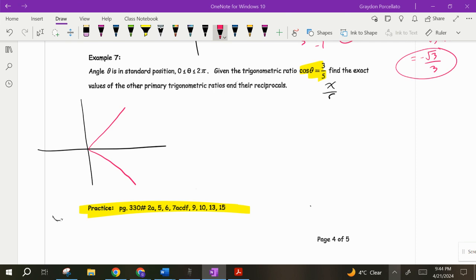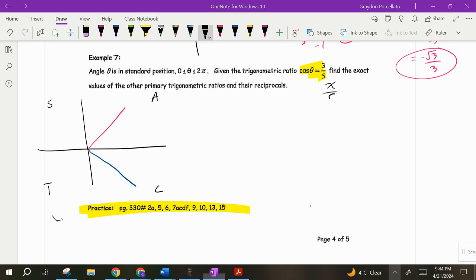So what we're going to do here is we're going to draw out what these angles are. We want the exact values of the other primary trig ratios, so we're going to draw this in. I'm going to do this one in a different color, this one in blue. Now maybe you're wondering why could it be 2? Well, because of the CAST rule, cos is positive here and here.